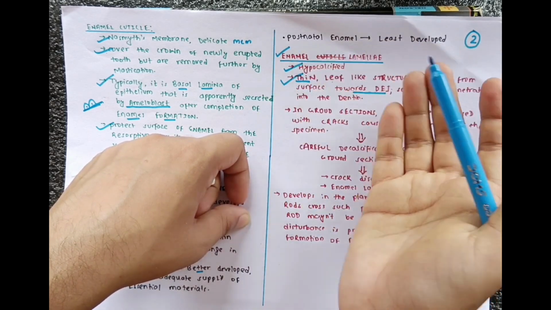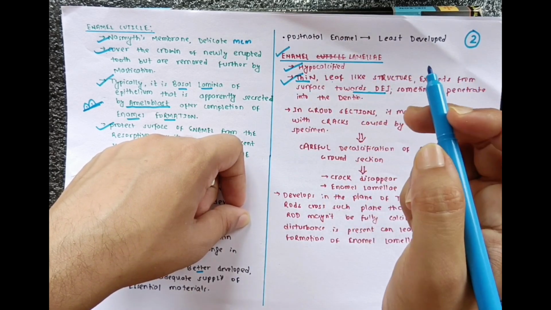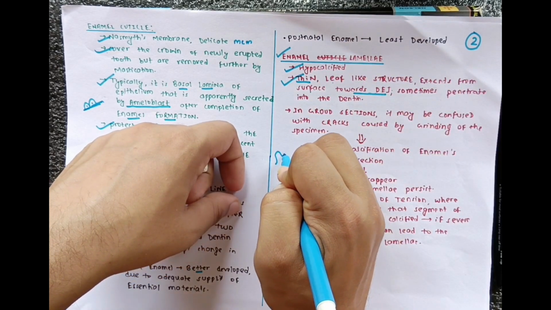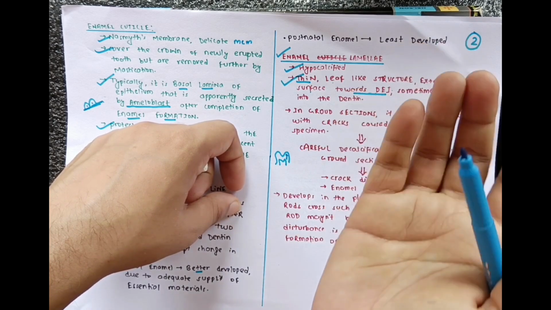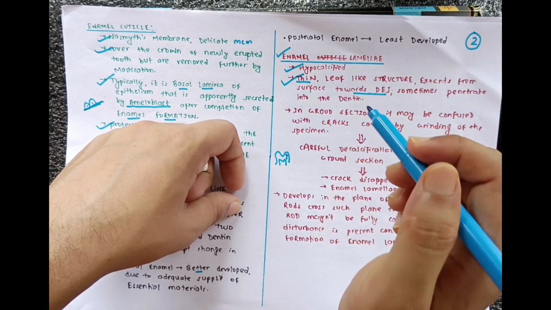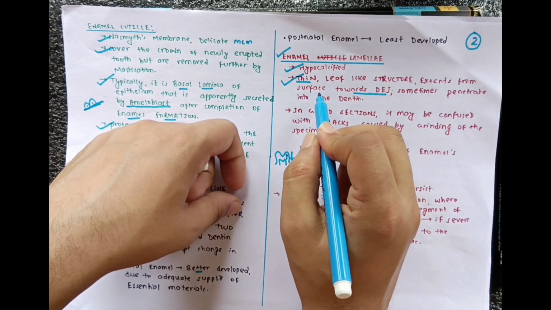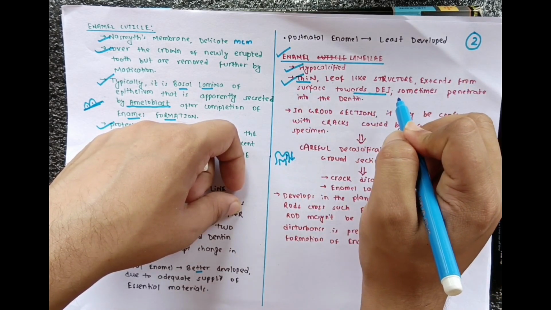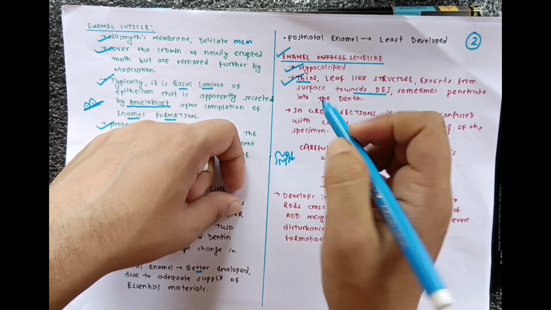All of the structures that we are discussing in this chapter usually arise from the dentino-enamel junction and move toward the surface, but this is the structure that moves from the surface towards the dentino-enamel junction, and sometimes it penetrates into the dentine too.